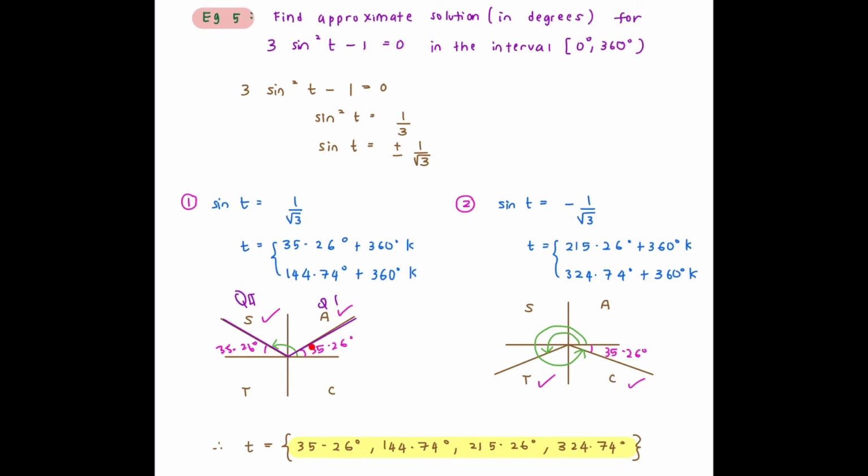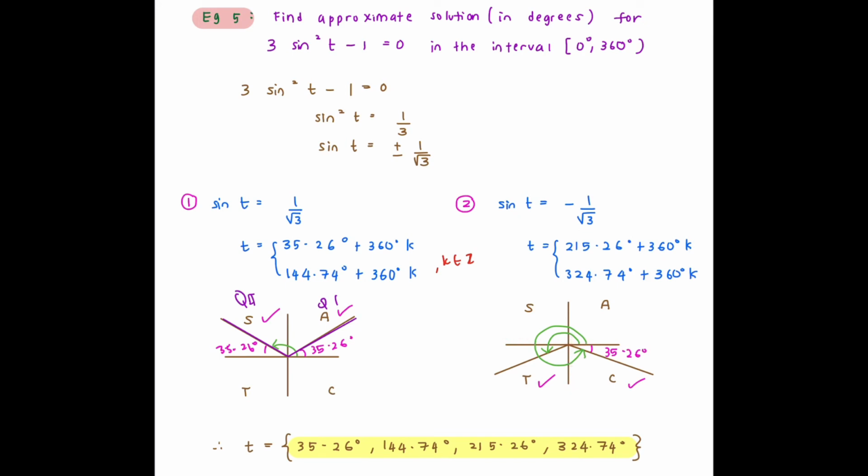So let's read the first angle here, 35.26 degree plus 360 degree K. And another one is this angle here. This is 180 degree minus this reference angle, which is 144.74 degree plus 360 degree K. Your K now is an integer. Okay, let's look at the second one. Sine t is now negative 1 over square root 3.